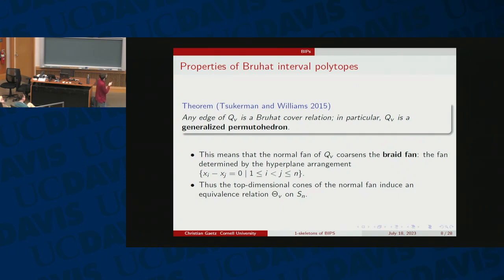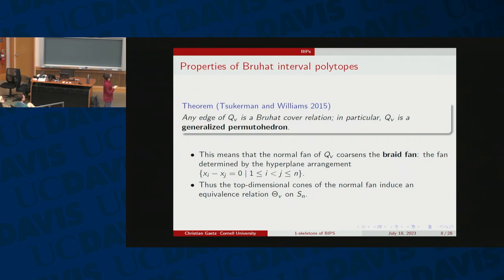So in particular, any edge of one of these polytopes is a Bruhat cover relation. So it is one of the edges in that first very busy picture I showed you on one of the earlier slides. But as we saw for the permutohedron a couple slides ago, not every Bruhat edge, in fact, appears in the polytope.